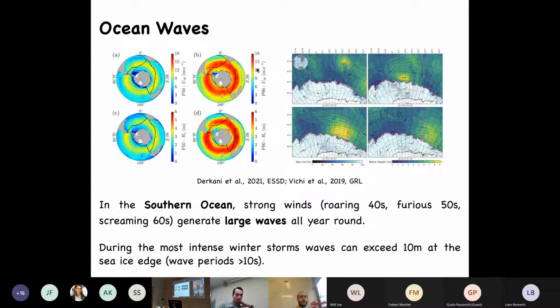Here you can see the storm approaching the ice edge and impacting the ice edge on the 4th of July. The wave period in general in the Southern Ocean exceeds 10 seconds. It's usually around the 12 seconds mark.